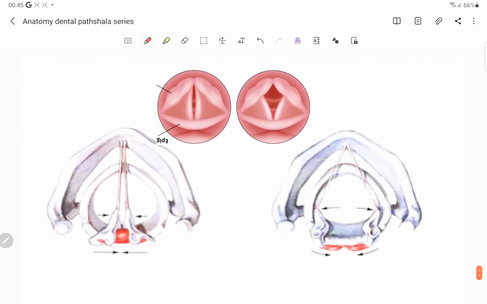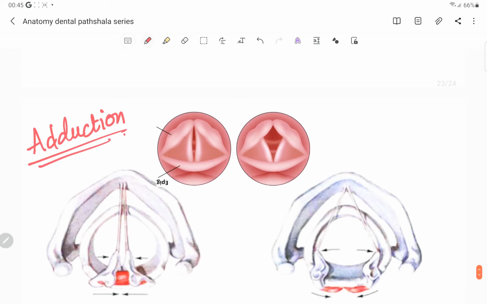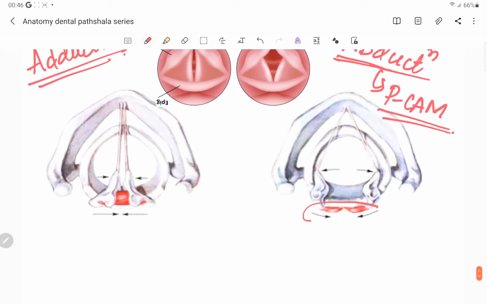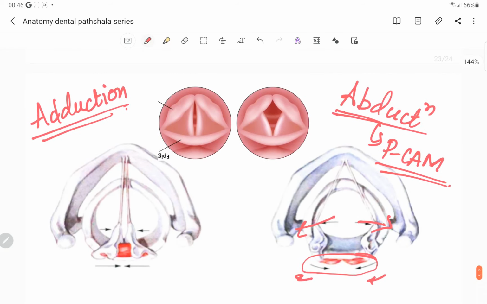And if you compare this picture over here, this is a diagram showing ADD, adduction, that means the vocal cords are closed. Over here on the right side, we can see the ABD, which is abduction of the vocal cord, which is because of the PCAM, the posterior cricoarytenoid muscle. As you can see, once this posterior cricoarytenoid muscle is acting, it is going to pull apart the vocal cords, that is going to open the vocal cord. So that is the ABD, abduction of the vocal cord.